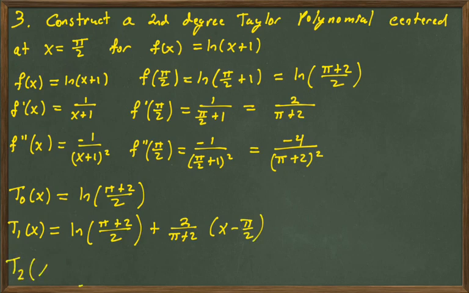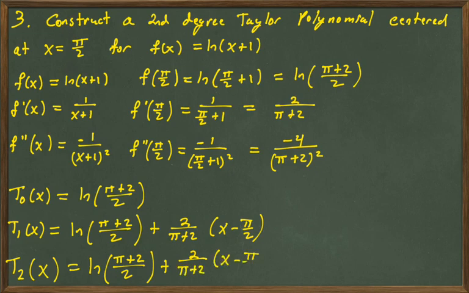The second order Taylor polynomial is going to be the natural log of pi plus 2 over 2 plus 2 over pi plus 2 times x minus pi over 2. Minus 4 over pi plus 2 squared, and then x minus pi over 2 squared. That's where we want the square. Okay, and all over 2 factorial.